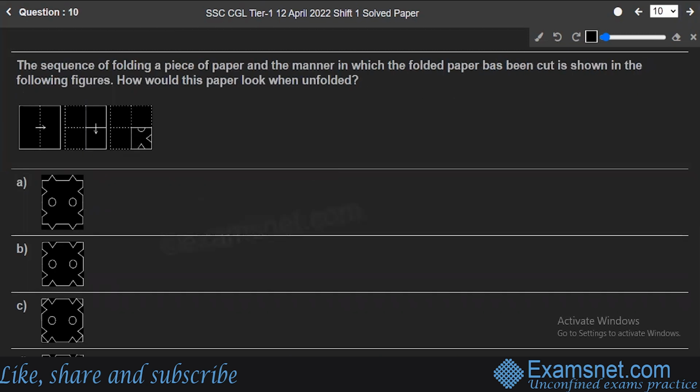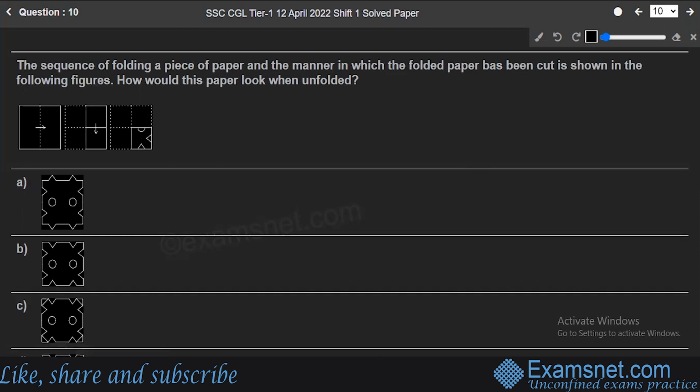So here's the sequence of folding a piece of paper and the manner in which the folded paper has been cut, shown in the following figures. What would this paper look like when unfolded? So here is a paper, you folded it in this way, then you folded it in this way, and then you made these types of cuts on the paper. Right? When you open this, what will this one look like?